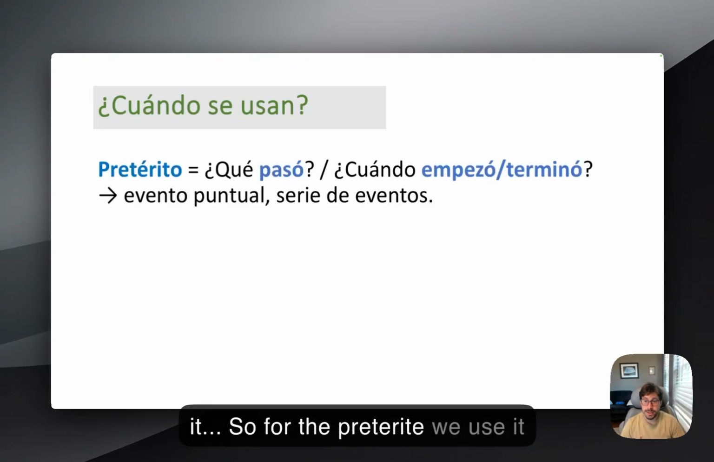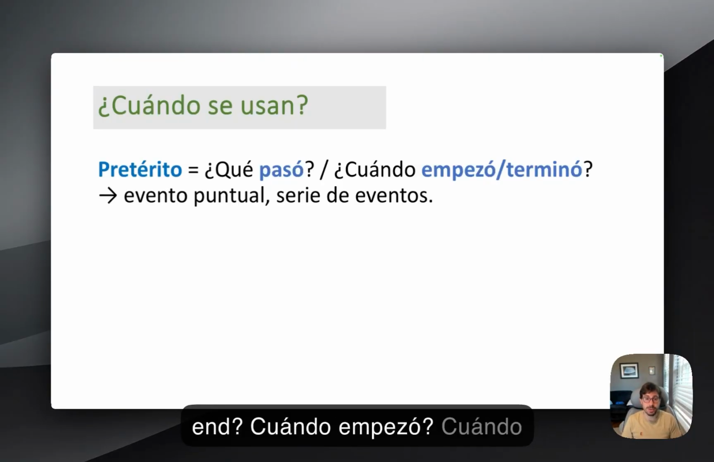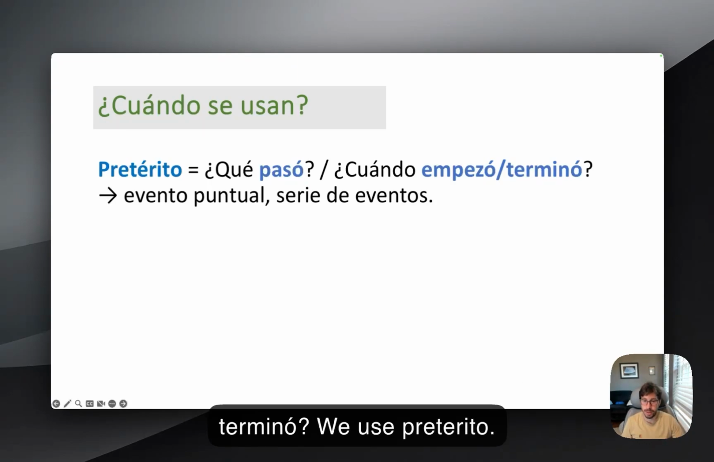So for the preterit, we use it when we're talking about something very specific in time or a series of events. Something that has been completed. Usually when you're answering the question, ¿Qué pasó? What happened? When did it happen? Or when did it start? When did it end? ¿Cuándo empezó? ¿Cuándo terminó? We use pretérito.